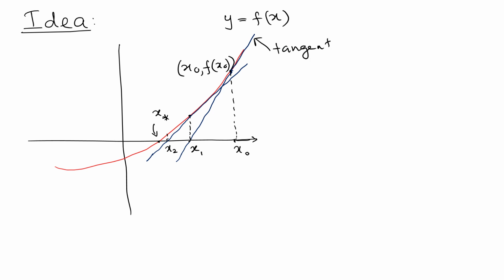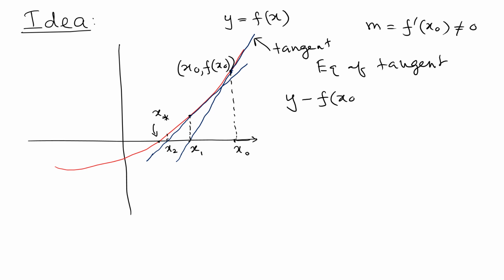So how do we do it? We know the slope is the derivative evaluated at x naught. So the slope m equals f prime of x naught. We assume that this is not equal to 0. And then let's find the equation of the tangent line. The equation of the tangent line is simply y minus f(x naught), that's the y value, equals f prime of x naught times (x minus x naught). So that is the equation of the tangent line.